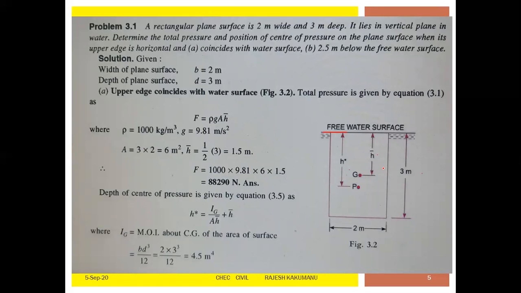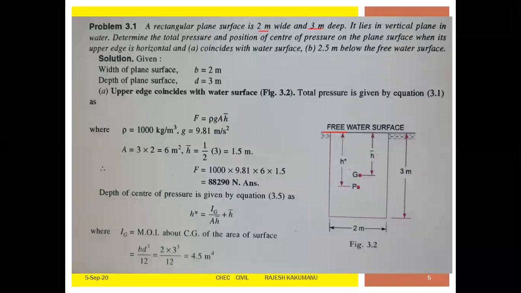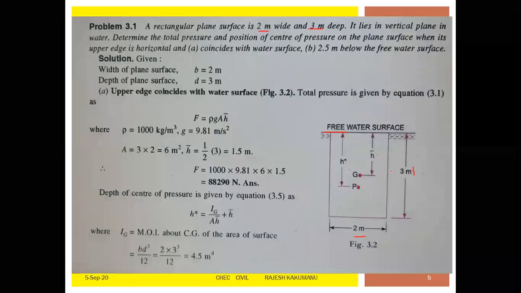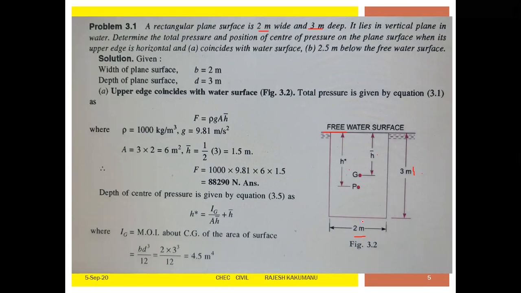Now see the problem. A rectangular plane surface 2 meters wide, 3 meters deep. See here, this is a rectangular surface 2 meters wide, 3 meters depth. It lies in a vertical plane in water. So how is it? Not like a sheet lying flat, but vertically downwards it is placed.